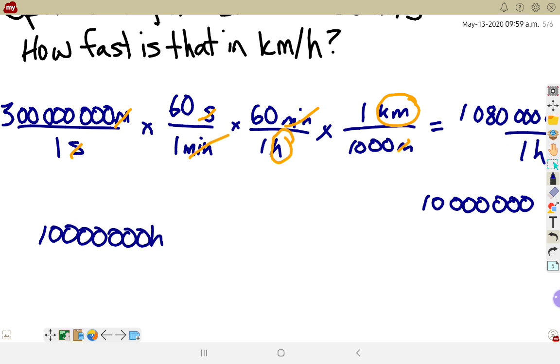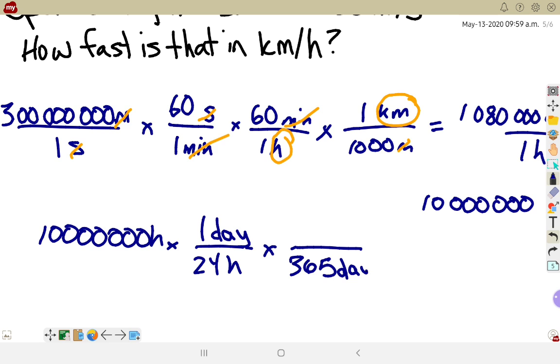I don't even know if I can do that in my lifetime. 10 million hours, let's see. Well, there's 24 hours in a day. And I know that there are, we'll say 365 days in a year. Now I know we've got leap years, but I don't think that's going to make too much of a difference. So 365 days in 1 year.